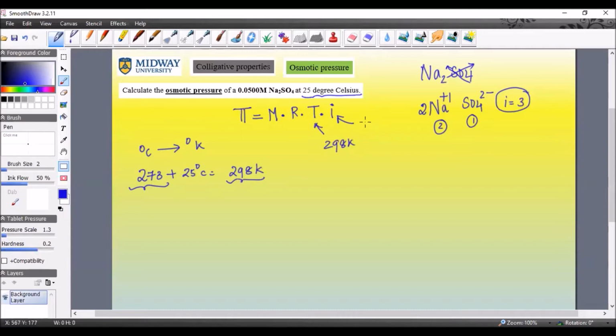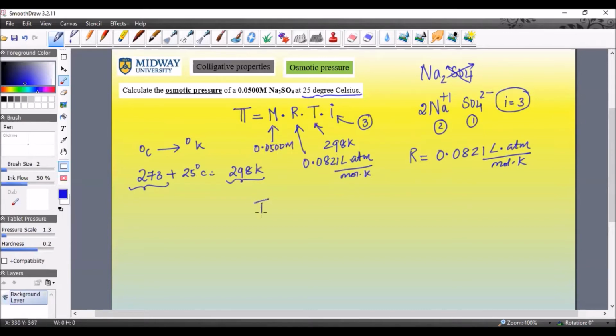If you don't do it, your answer will be different. Even though that might be one of the answer choices, doesn't mean you got it right. So i is 3, T is 298. R is called the gas constant, which I will give to you on the back in the appendix. You do not have to remember this. This is 0.0821 liter atmosphere over mole Kelvin. It's a long unit. Again, you do not have to remember any of this information, because that does not show whether you know the material or not. And M is given to you as 0.05 molar.